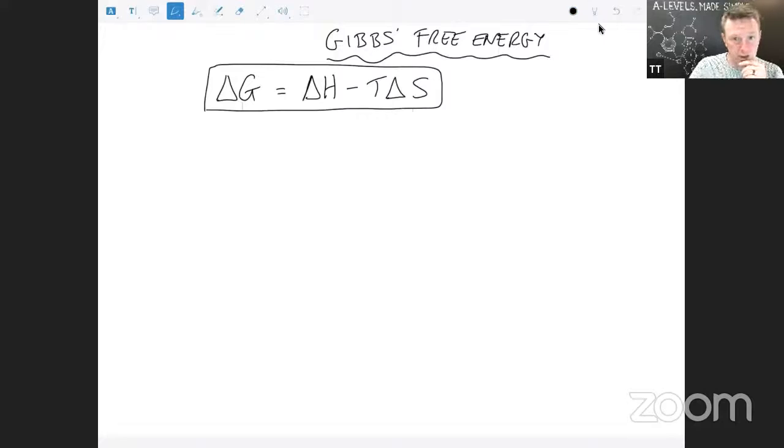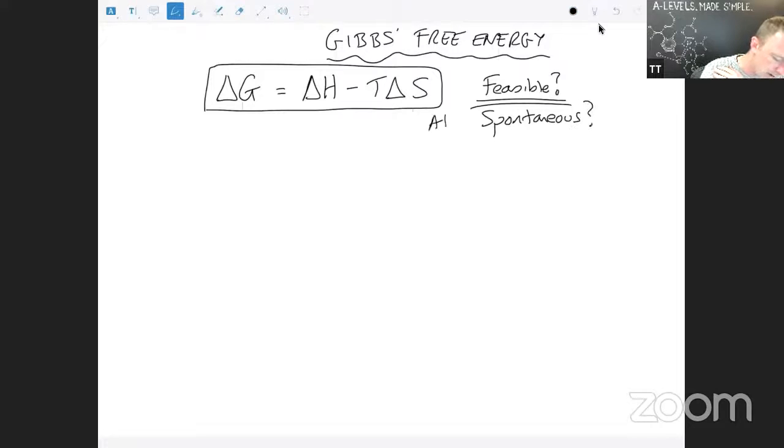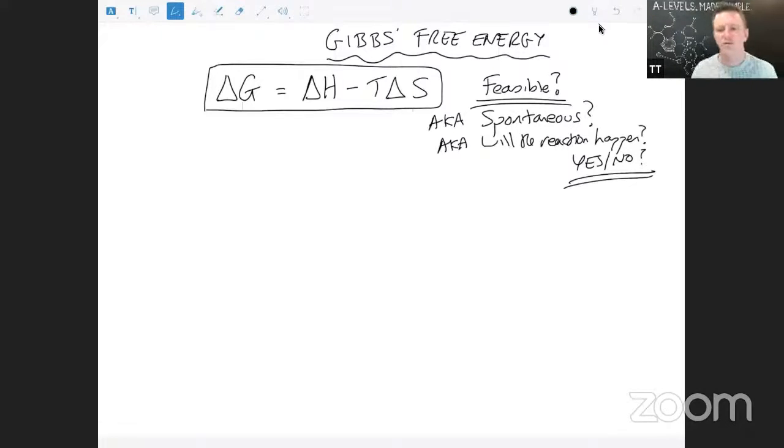the point of delta G is to allow us to find out whether a reaction is going to be feasible or not, okay? So, is it feasible? That's the question. In other words, is it spontaneous? Also known as spontaneous, will the reaction happen? And it's a yes or no. That's what feasibility is.